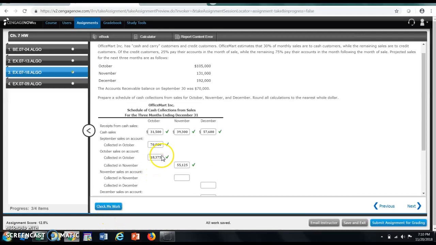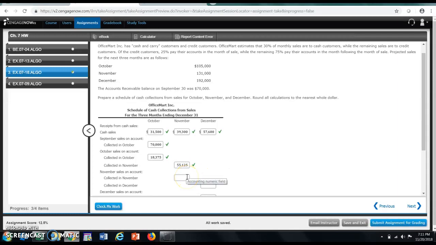Okay, so what did I do? I started with October, 105,000. I took 30%, and I knew that was my cash collection here, 31,500. The remainder, 105,000 less the cash collection, I then multiplied by 25% to get the current month's collection, and the balance, or 75%, is in the following month.